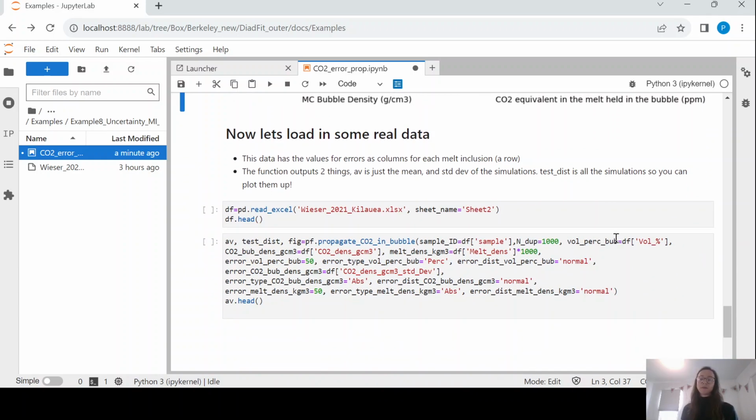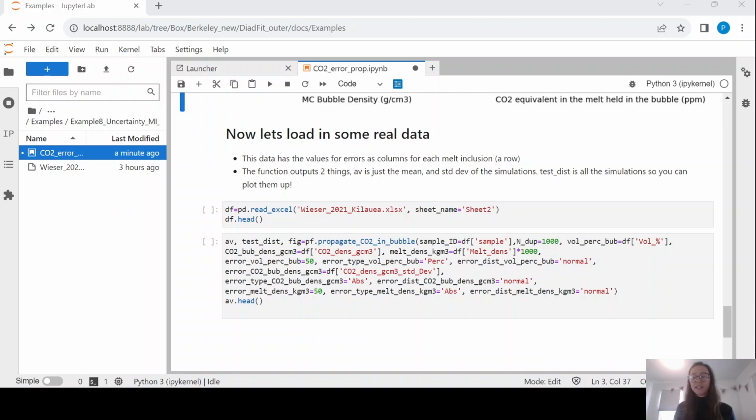Okay, so that's one vapor bubble, but obviously you're not going to want to have to do this manually. So we're going to load in some data. So this is data from my 2021 paper looking at the 2018 eruption of Kilauea, which had beautiful vapor bubbles. And you can see this is a reasonably typical spreadsheet.